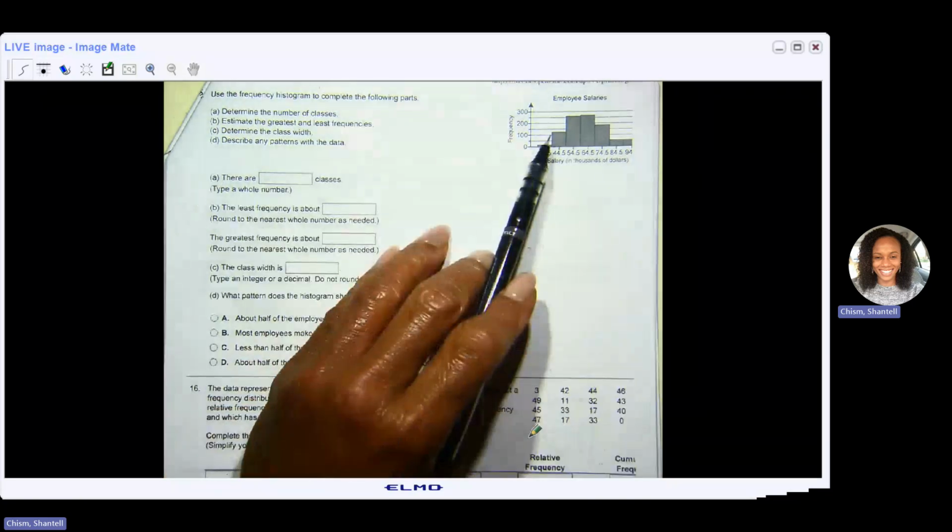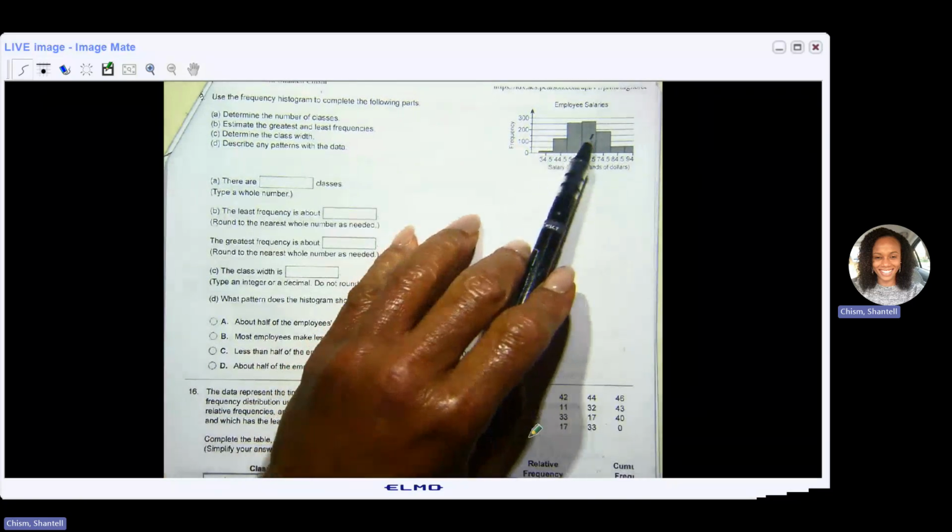Keeping it moving. Trying to keep the video from running too long. Okay, looking at number 15, we are basically just looking at this histogram and answering some questions about it. So part A says there are blank classes. Each bar represents a class. So 1, 2, 3, 4, 5, 6, 7 classes.